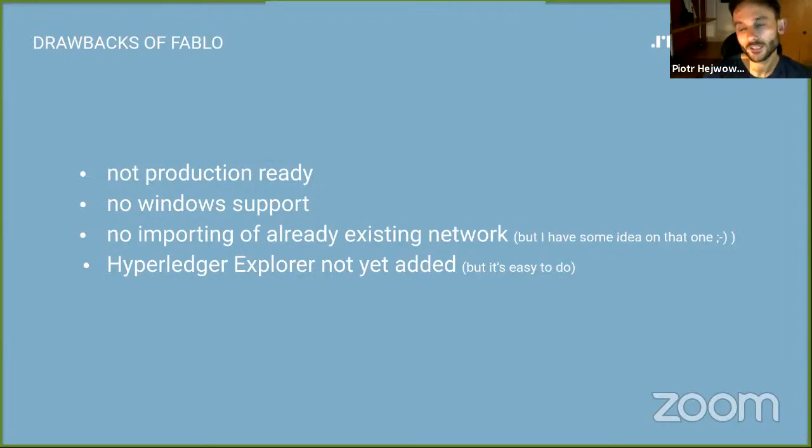And we cannot do imports of a running network. So if we have some custom solution, we cannot easily transform it into a Fablo configuration file. But I have some ideas on how I can improve it and how we can proceed with it, so maybe in future it will be available. Also, as it was mentioned, we don't yet have support for Hyperledger Fabric Explorer, but it should be fairly easy, and pull requests for it are also welcome.